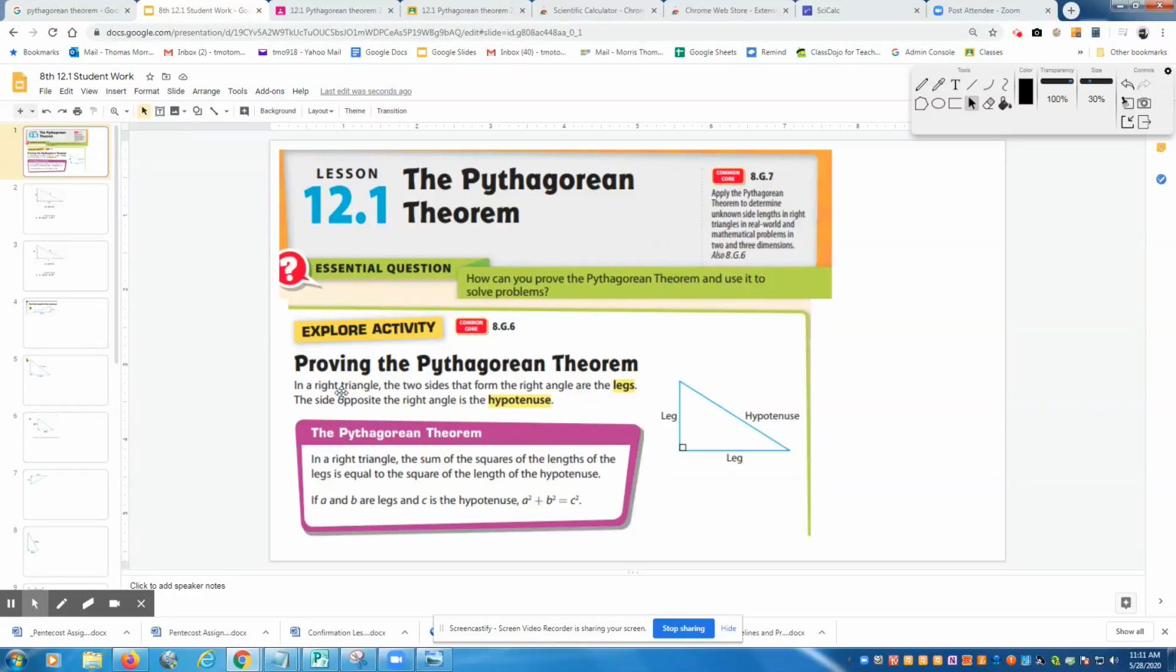All right, today's lesson is 12.1, the Pythagorean Theorem, and this is a formula you're going to be using now to find missing sides of a right triangle and then to prove whether or not a triangle is a right triangle. All right, so there's two parts to it.